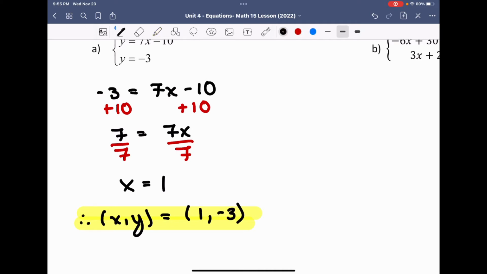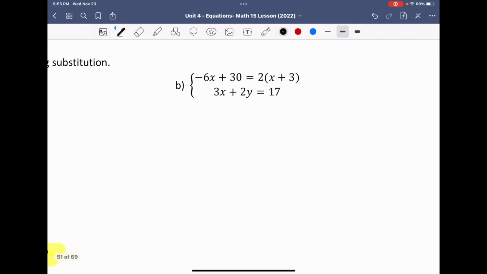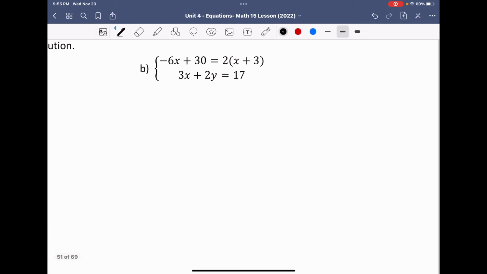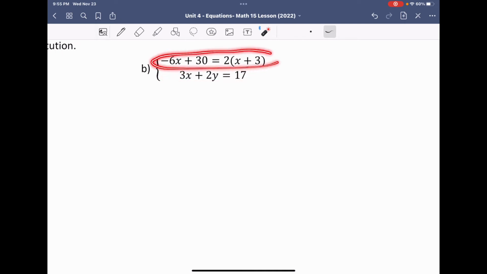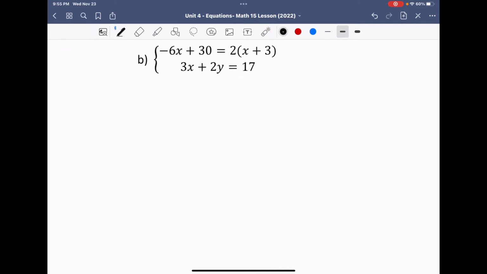All right, let's go to a second example here, part B. I look at the two equations here and you have to analyze them and say which of these equations, either the first or the second equation, has only one variable. Well, we would notice it's the top equation. So what we're going to do is we're going to recopy that equation out and see if we can isolate for the variable. Negative 6 plus 30 is equal to, I'm going to expand the brackets on the right, 2 times x plus 2 times 3, which is 6.